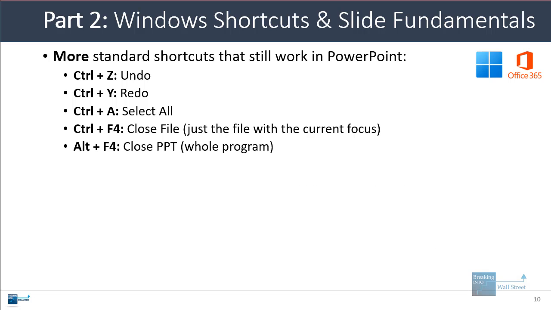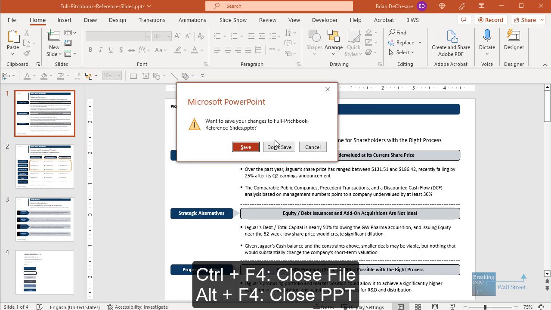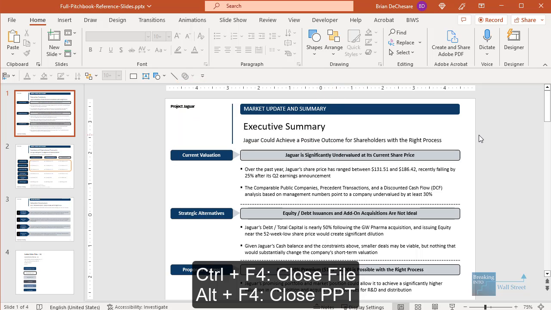I can do Control F4 to close a file, or I can press Alt F4 to close the entire PowerPoint program. So if I press Control F4 here, it prompts me and asks if I want to save my changes to these slides before I close the presentation. I'll say cancel for now because I actually don't want to close this.